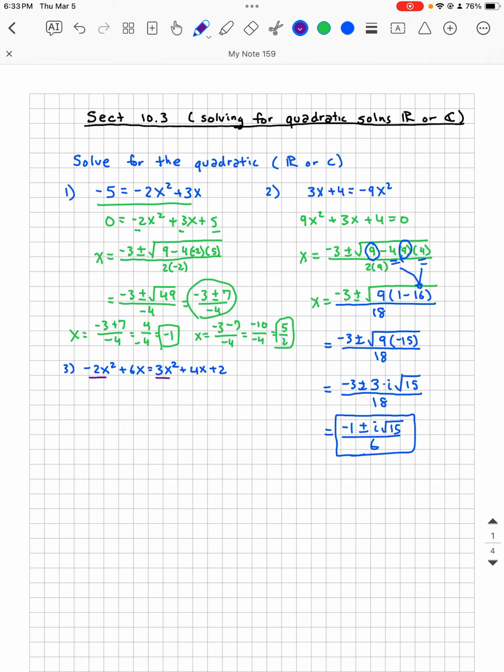Move everything to the right. So 3x squared and then plus 2x squared, that's a total of 5x squared. We have 4x, and you're going to subtract 6x, so that's going to be minus 2x. And then we also have the plus 2. All that is equal to 0.